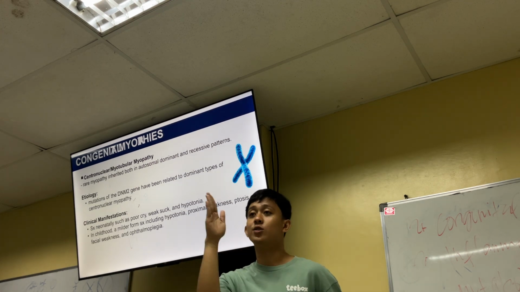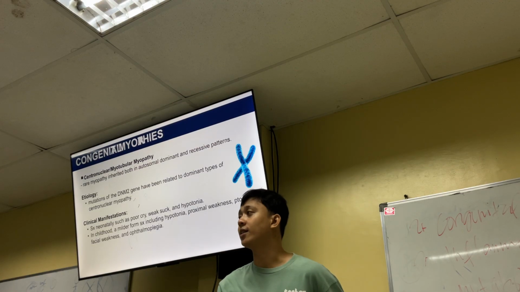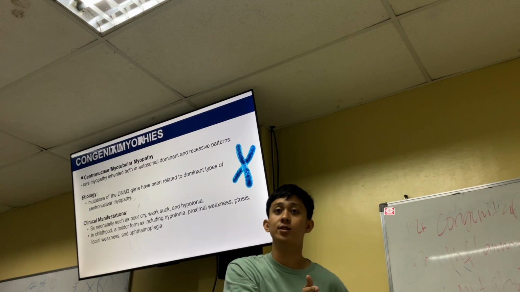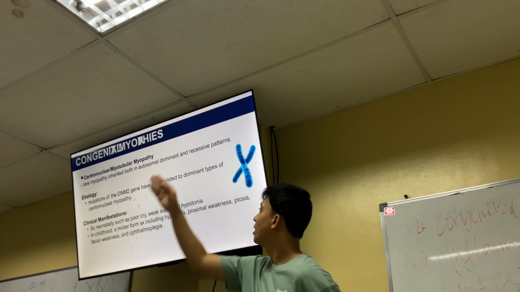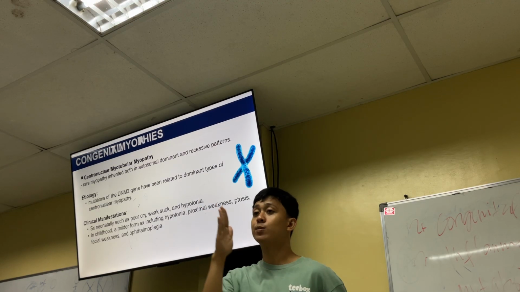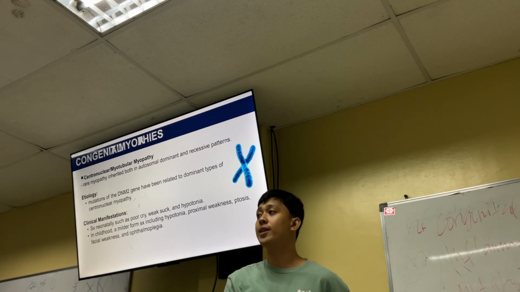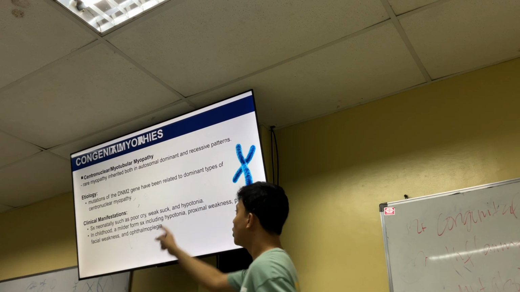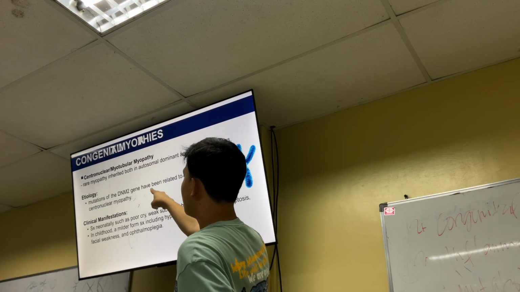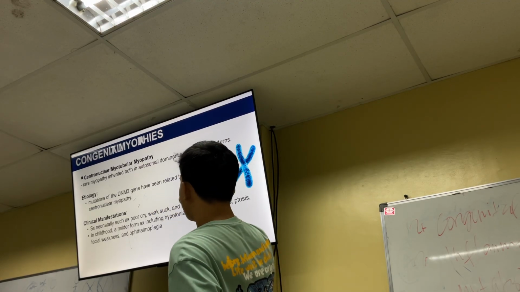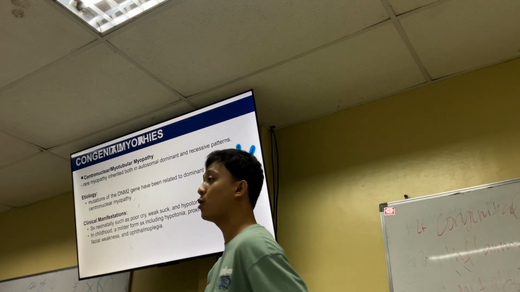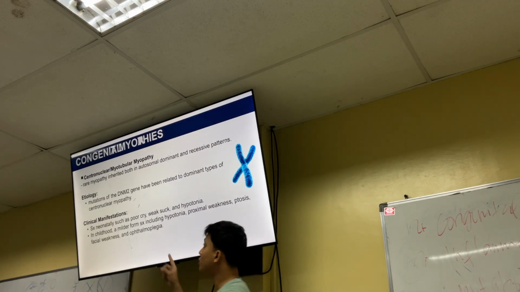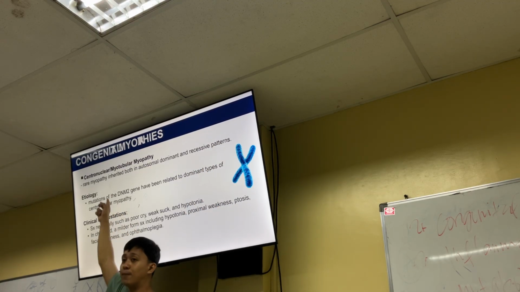Nemaline is autosomal dominant. Central core is autosomal recessive. Centronuclear is both autosomal dominant and autosomal recessive. Mutations of the DNM2 gene have been related to dominant types of centronuclear myopathy. So another variant in the gene is affected, which is the DNM2.